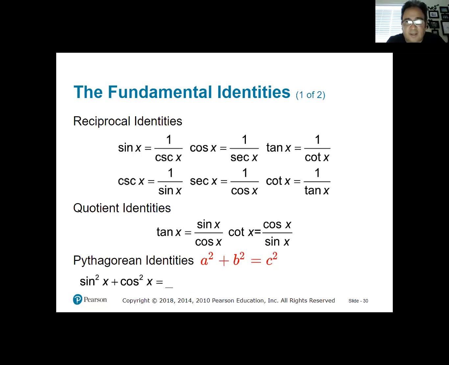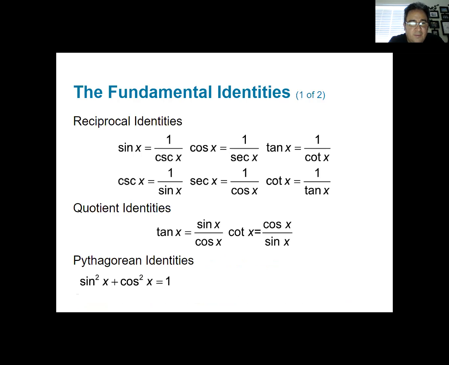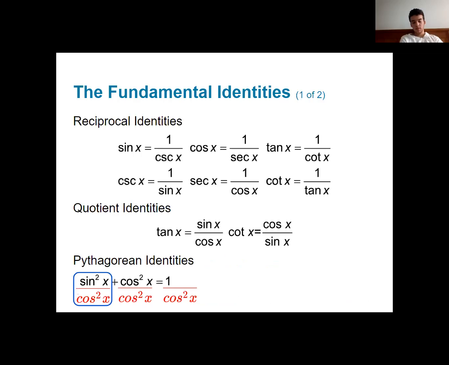Good job. Good, Myra. Okay. So now, what if we took this Pythagorean identity and divided everything by cosine of x? What would happen? What would we get? This one here, sine squared of x over cosine squared of x, that's going to give me what? Tangent squared of x. There you go. Good. Tangent squared of x, right?